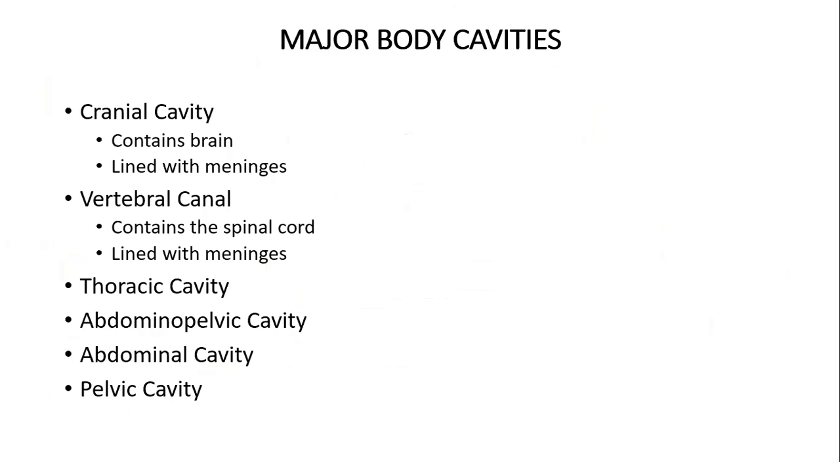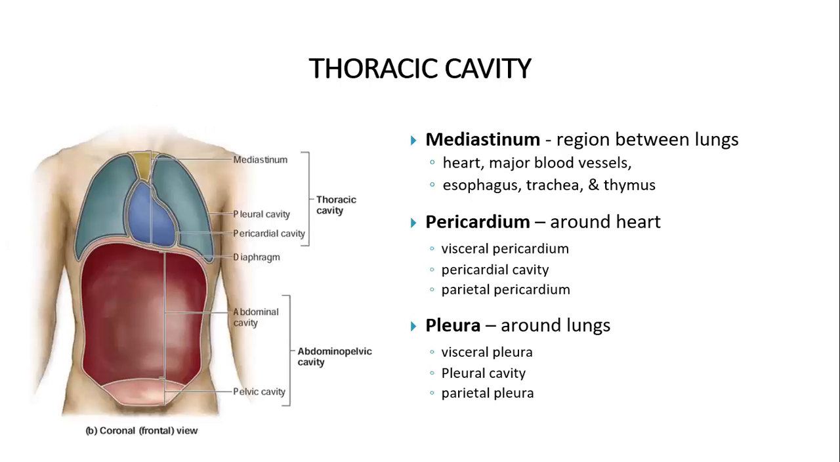And again, you've got the thoracic cavity, and the abdominopelvic, abdominal and pelvic cavities. And again, I will not be testing you on this. All right, I just want you to know that they are there. To go through them just a little bit so that you know, the thoracic cavity is split up into three parts: the mediastinum, the pericardium, and the pleura. All right, the mediastinum is the area around the lungs. The pericardium is around the heart. So, some of the words that you'll hear, and pleura is around the lungs.